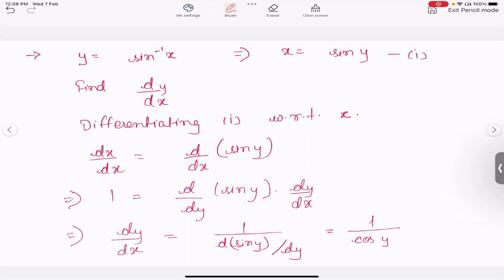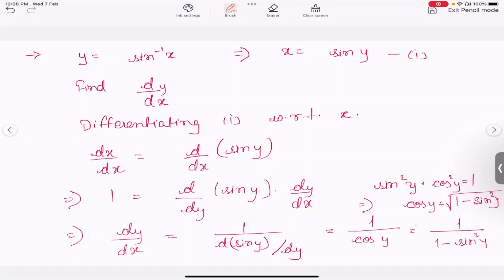Now what we will do, since we already know this identity, sin square y plus cos square y is equal to 1. This implies cos y will be equal to the square root of 1 minus sin square y. So we will replace this thing here. So this will be equal to 1 by the square root of 1 minus sin square y.